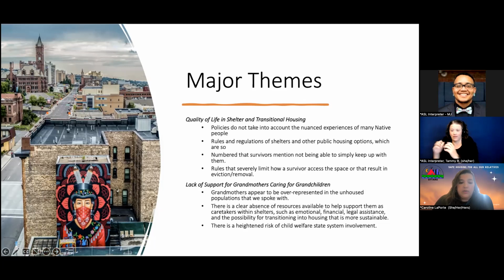This photo is actually from ACO, which is a really cool shelter in Duluth, Minnesota, that we also had the opportunity to visit.